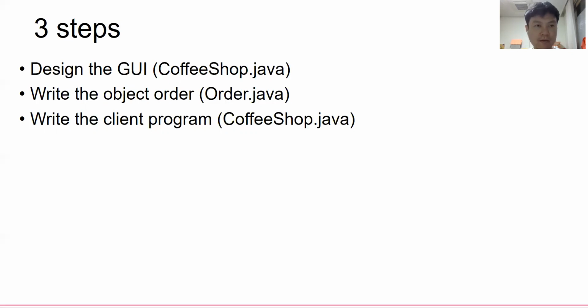And after I finish with the GUI and the object, let's say I want to execute the program. So I will write a client program. This coffee shop Java will be the GUI and will be the client program. In object oriented, we learn that the object will need one more Java file, which is the client program. The client program will contain the main method. So there will be three steps that we are going to learn in this video.